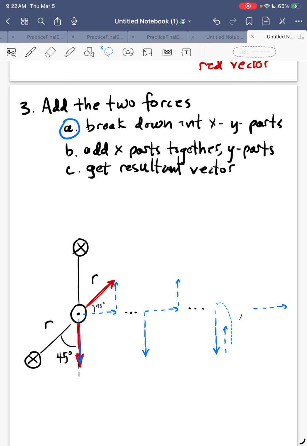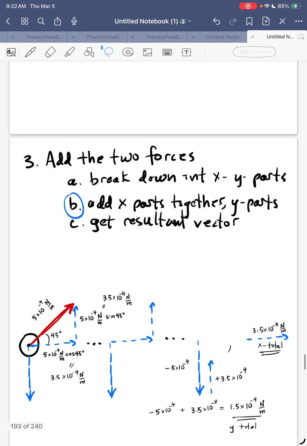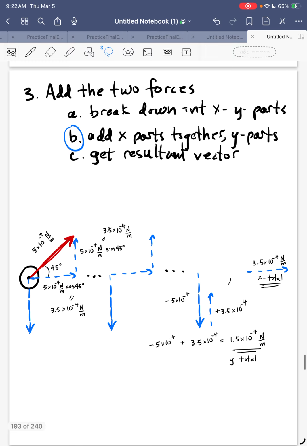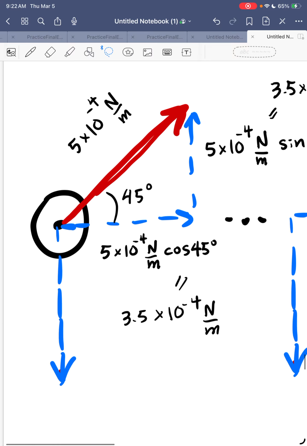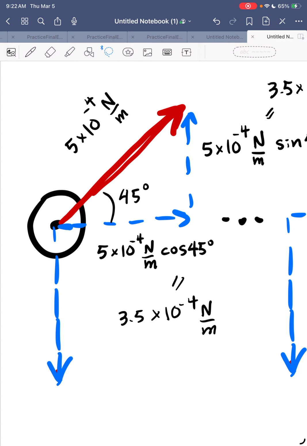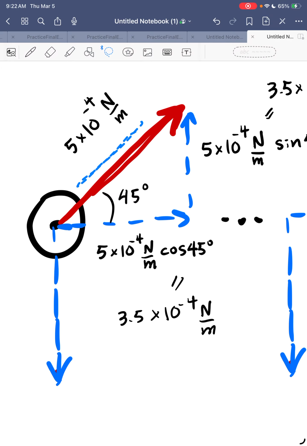So we've got to add these guys together. So we've got to calculate their magnitudes first. So let's do that in the next step here. So we're going to add the x parts together and the y parts together. So let me zoom in on this part here. So this is where a lot of the vector stuff comes in. We know that this red arrow has a certain length of 5 times 10 to the minus 4th newtons per meter. We know that this angle is 45 degrees. So how do we get these components like this?